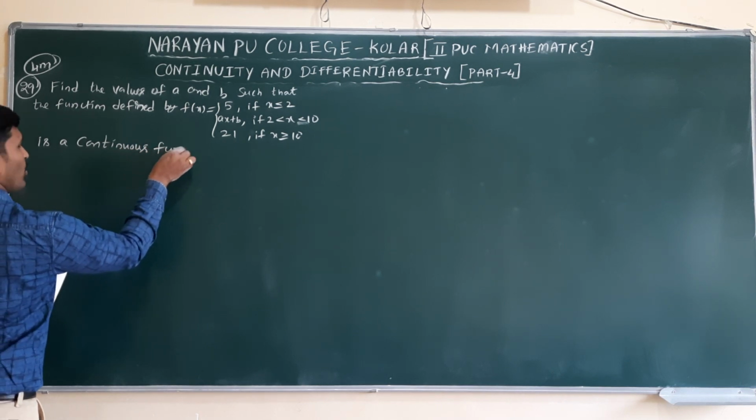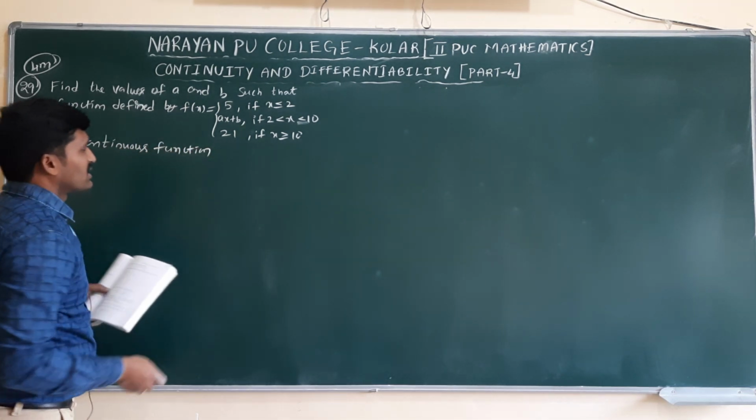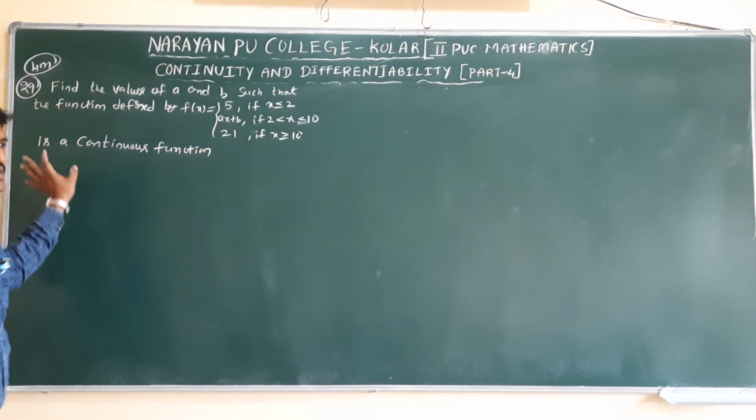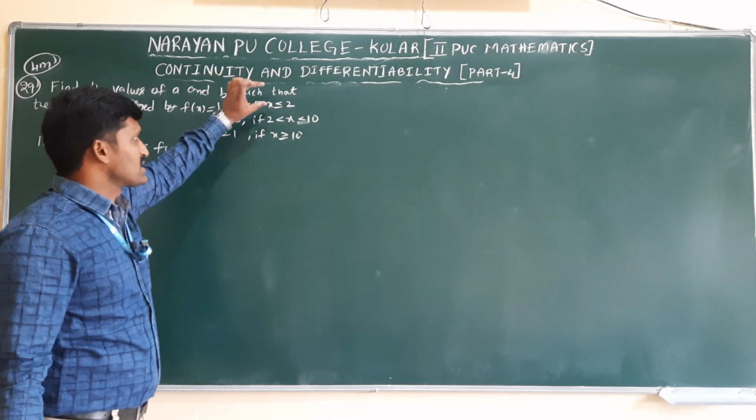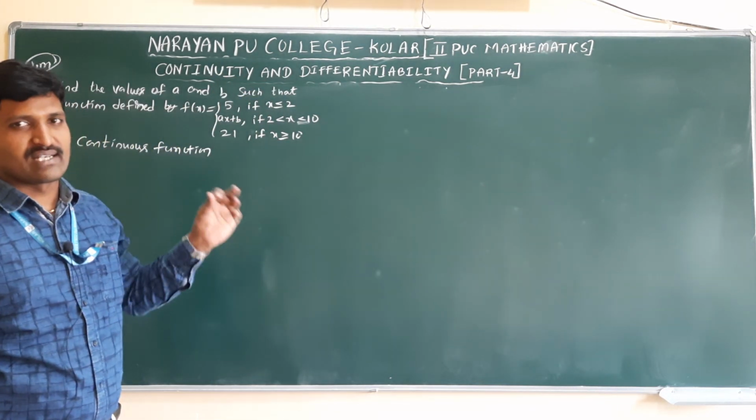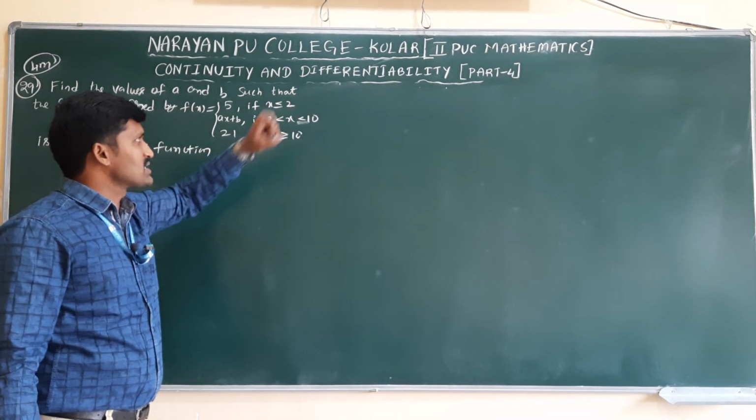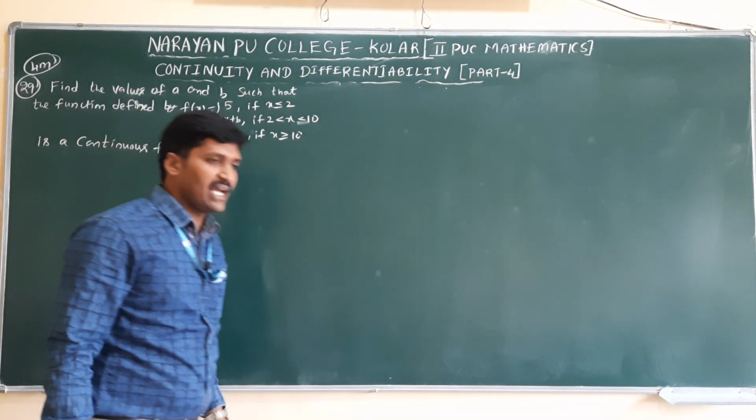But they did not mention the point. How do we identify at which point we need to check? They define the function at 2 and 10. That is why, when the overall function is continuous, it means at the points where it is defined, we will consider the function as continuous. So we will consider it continuous at 2 and at 10.